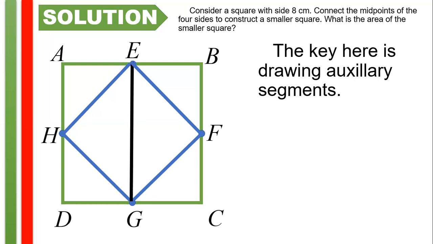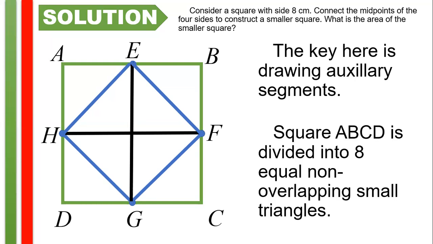So I have there EG, and I also draw segment HF. It's the diagonal of EFGH. And by doing such, we could see that square ABCD is divided into 8 equal non-overlapping small triangles. And these are the following. We have here 1, 2, 3, 4, 5, 6, 7, and 8.